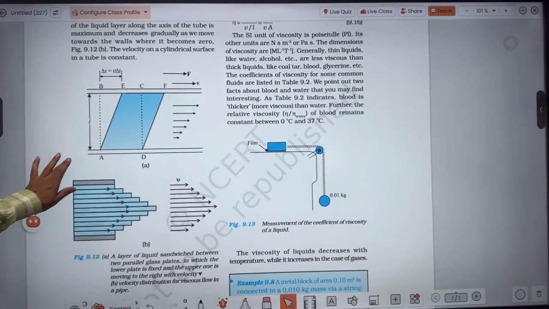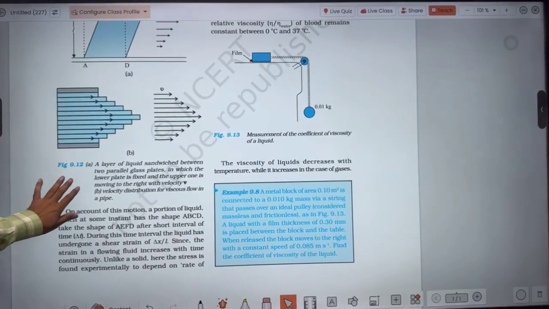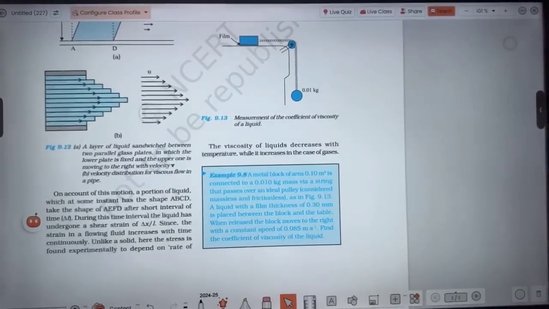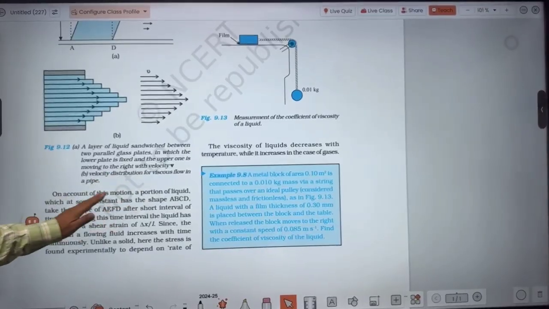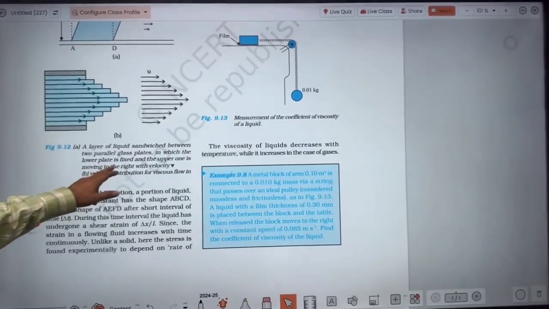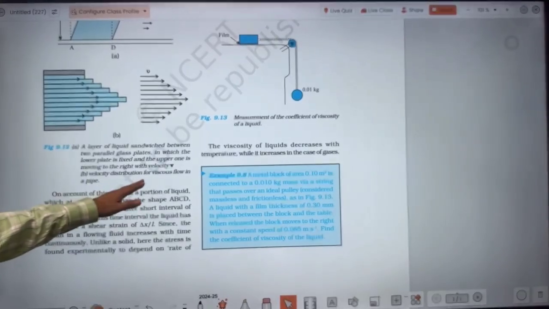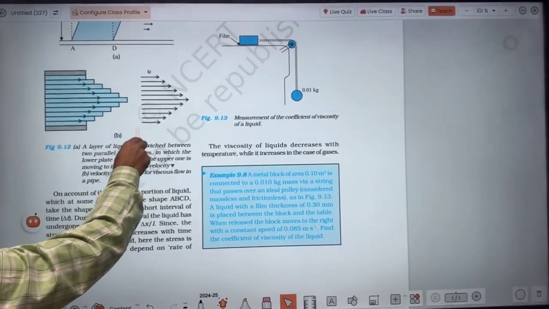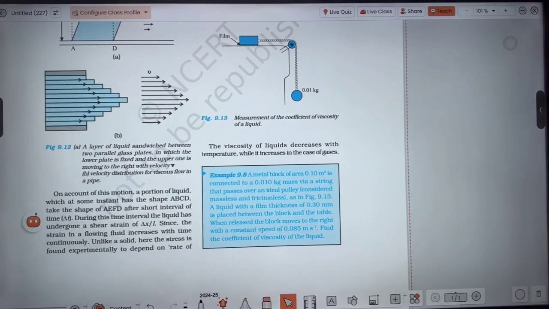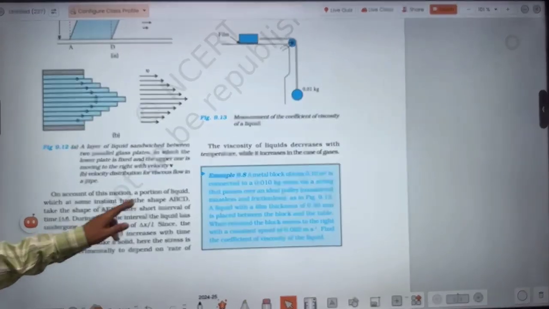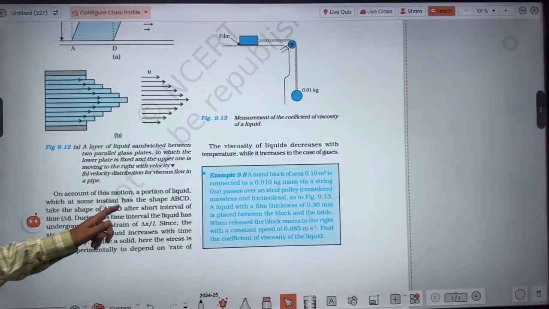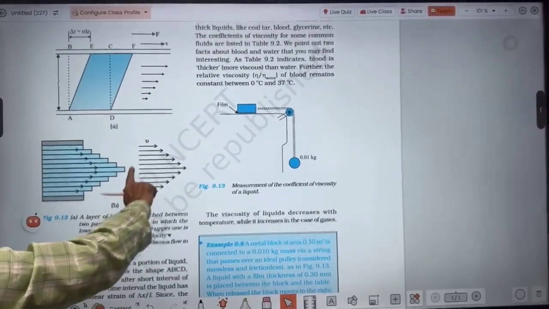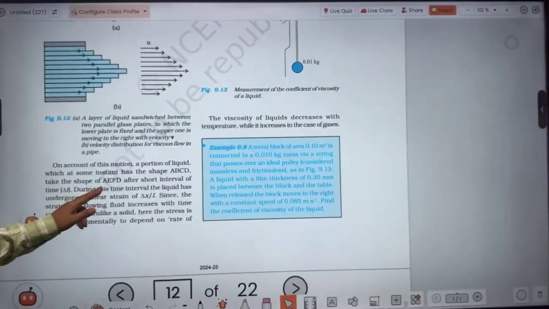So now we will consider velocity gradient and other things, and then we will try to derive the relation. So here, same thing: a layer of liquid sandwiched between two parallel glass plates, in which the lower plate is fixed and the upper one is moving to the right with the velocity v. Velocity distribution for viscous flow in a pipe, as I told you, in the middle velocity will be highest, and at the lowest, means the layer in contact with the wall, velocity will be almost zero. On account of this motion, a portion of liquid which at some instant has the shape ABCD in the figure will take the shape of AEFD.